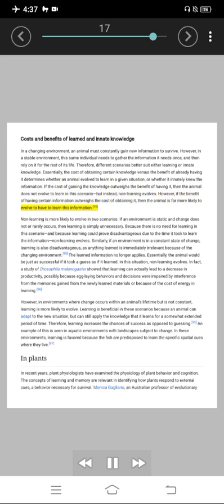Non-learning is more likely to evolve in two scenarios. If an environment is static and change does not or rarely occurs, then learning is simply unnecessary. Because there is no need for learning in this scenario, and because learning could prove disadvantageous due to the time it took to learn the information, non-learning evolves.